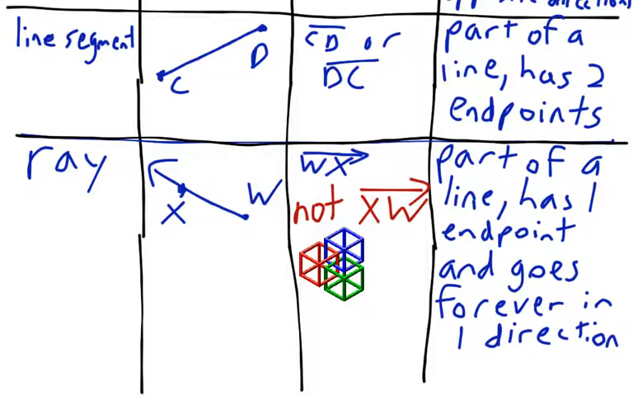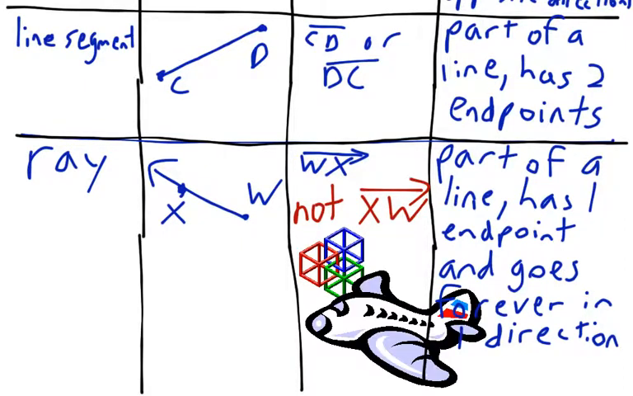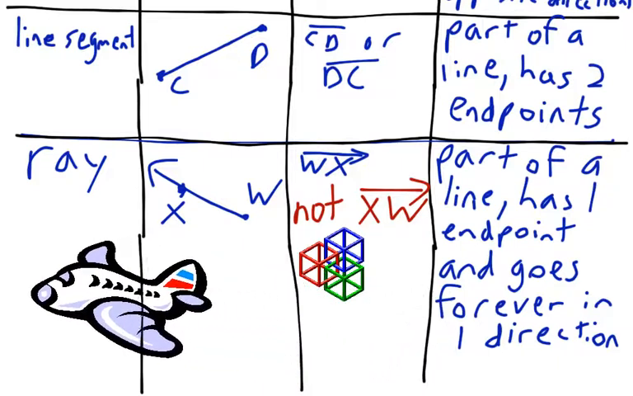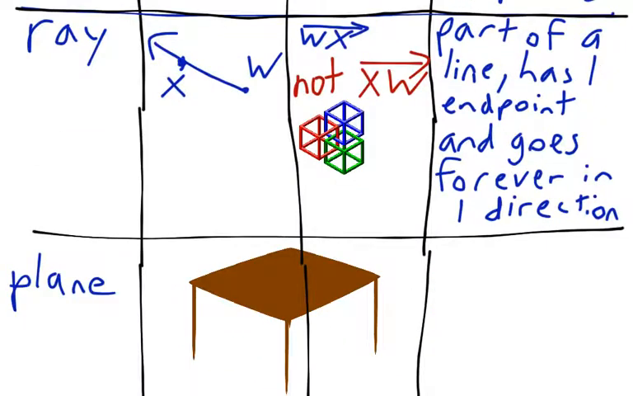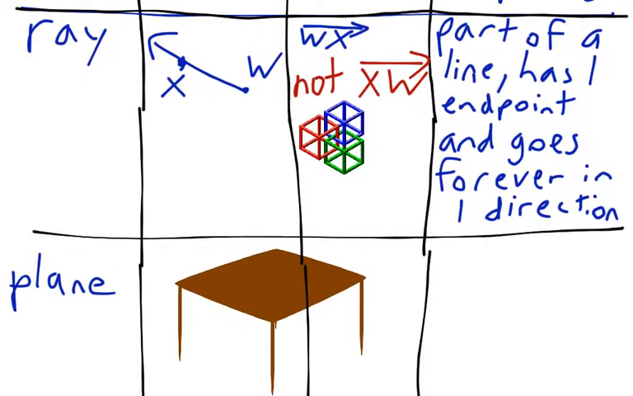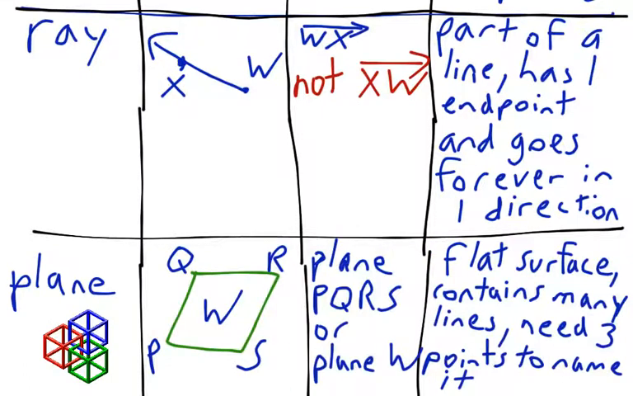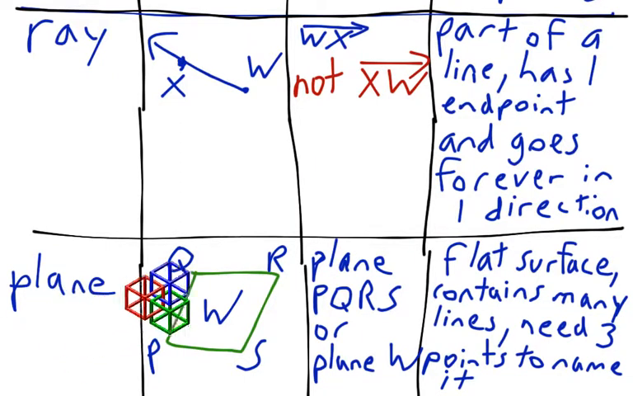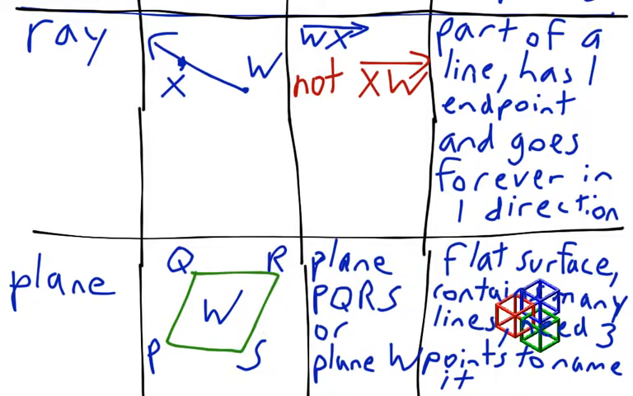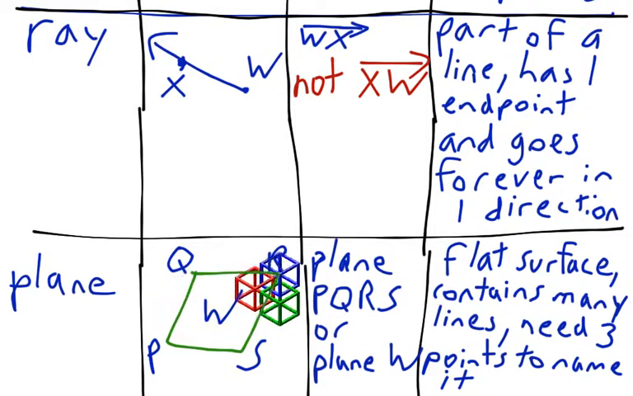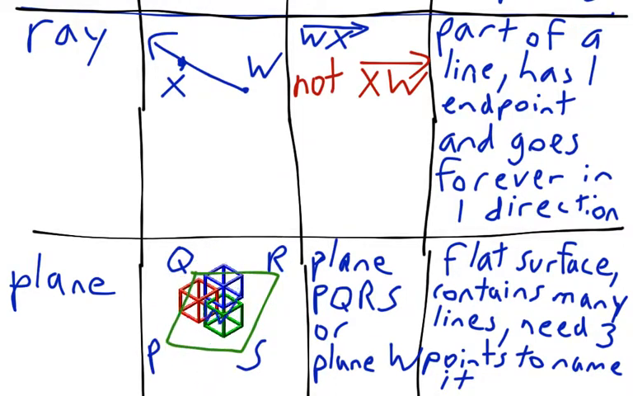All right, and our last figure is a plane. And how did I know you were thinking of that plane? See, I'm thinking more of this plane. A plane is just a flat surface. So think of a tabletop. All right, so this plane shows a flat surface, and it contains many lines. So there could be a line here, a line there, there. There could be a line going through the plane, up and down on the plane.